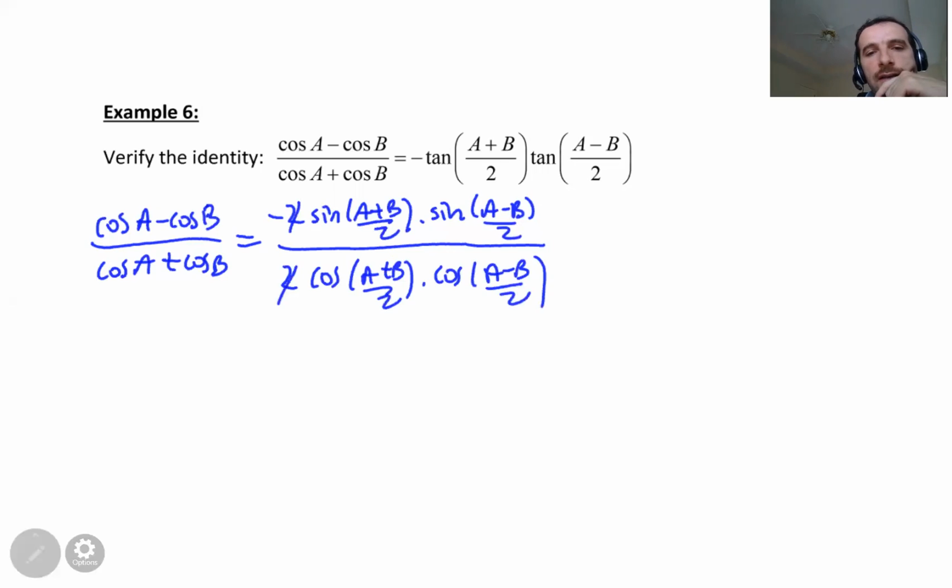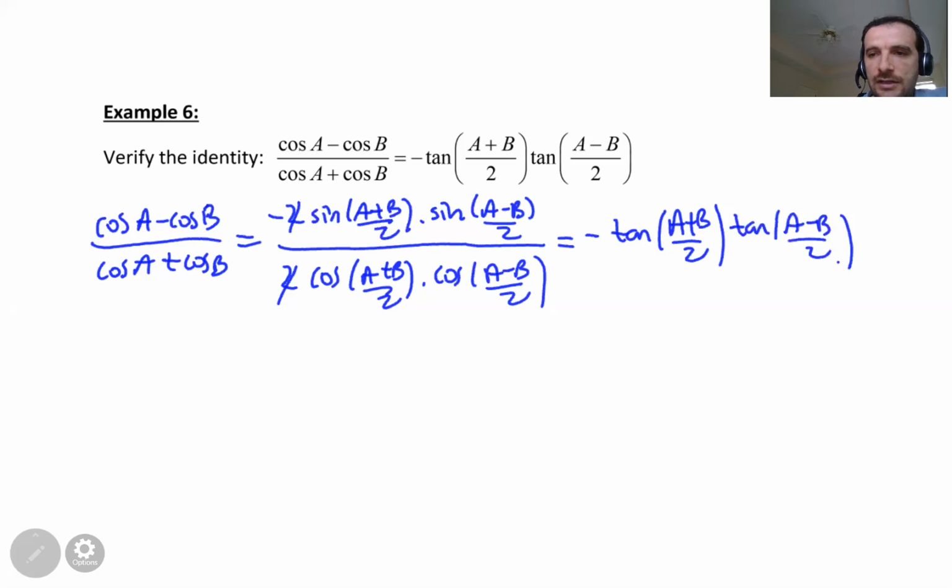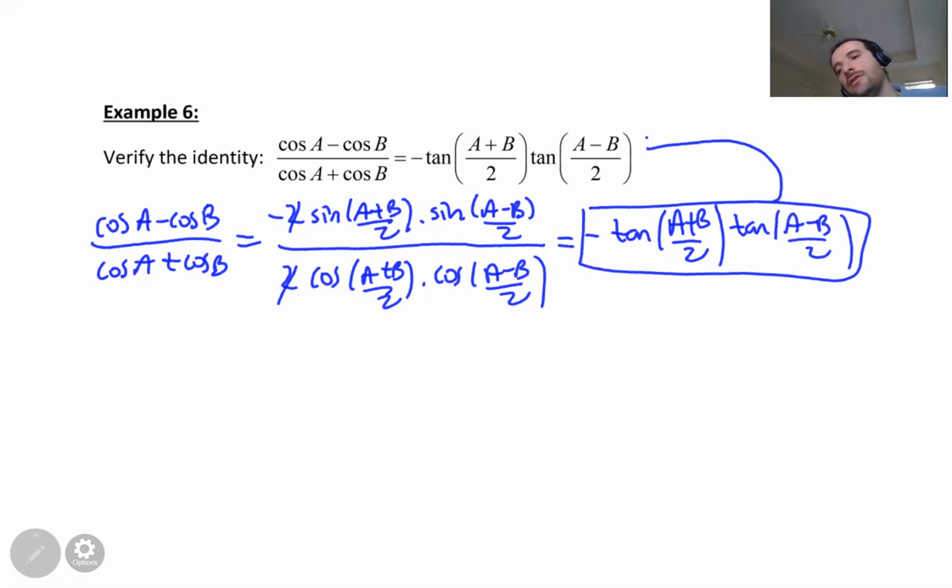And if you look here, I have sine of (a plus b) over 2 over cosine of (a plus b) over 2. Since these are the same inside the parentheses, that's equal to tangent of (a plus b) over 2, right? Similarly, we have the same expressions here as well inside the parentheses. So sine over cosine will be again tangent of (a minus b) over 2. And as you see, what we have here is exactly equal to the right-hand side of the equal sign. So we could verify the identity.